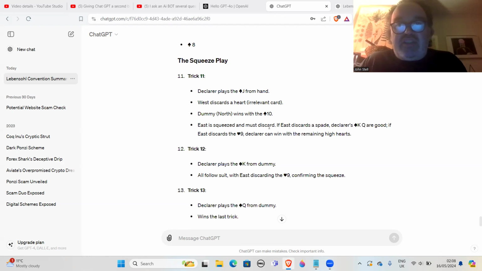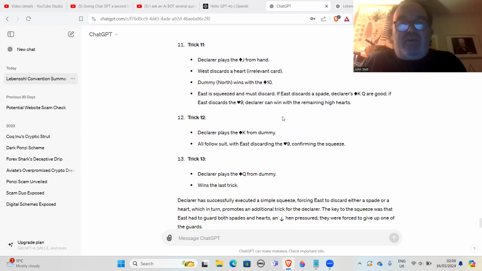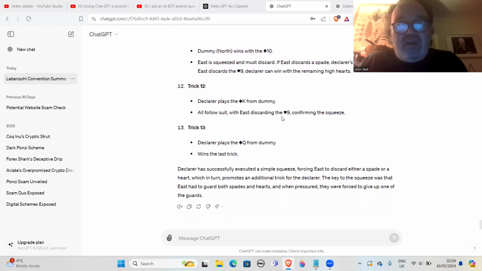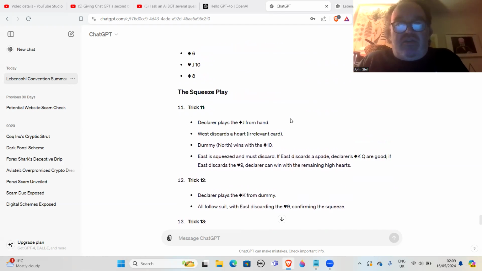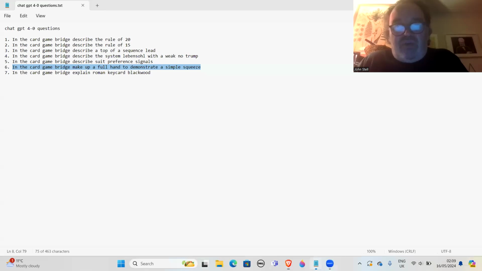East is squeezed and must discard. If East discards a spade, declarer's king, queen are good. If East discards a 9 of hearts, declarer can win the remaining high hearts. Okay, so it's sort of getting something, but right. So that's just not right. It's not worked that out at all. Okay, let's have a look at this.